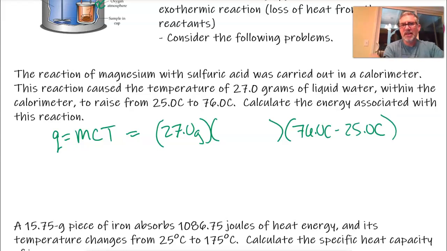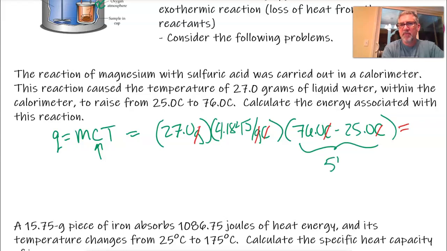My C here is my specific heat. If you remember, my specific heat was 4.184 joules per gram Celsius. If you look at the way this is set up, my grams are going to cancel out, my Celsius is going to cancel out, and I'll be left with joules, and that's what I want. My temperature change, 76 minus 25, will be 51 Celsius, but I canceled out my Celsius, I remember.